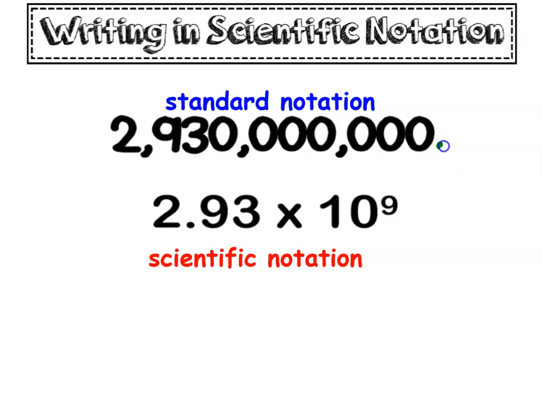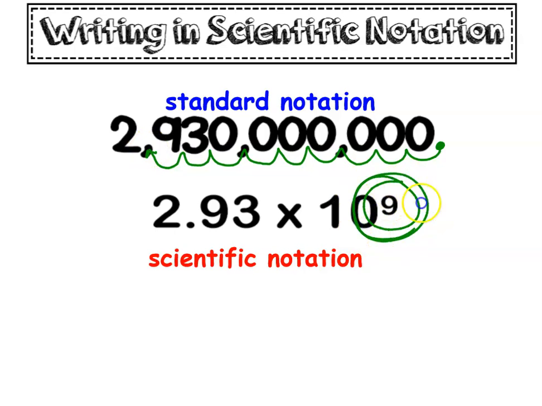So the question is, how many place values do I need to jump over in order to get to the front of this number? Now notice I don't go all the way to the end. I stop as soon as I hit my first non-zero digit. That's between 1 and 10. So look, I moved 1, 2, 3, 4, 5, 6, 7, 8, 9 place values, and that's why my power is 9.